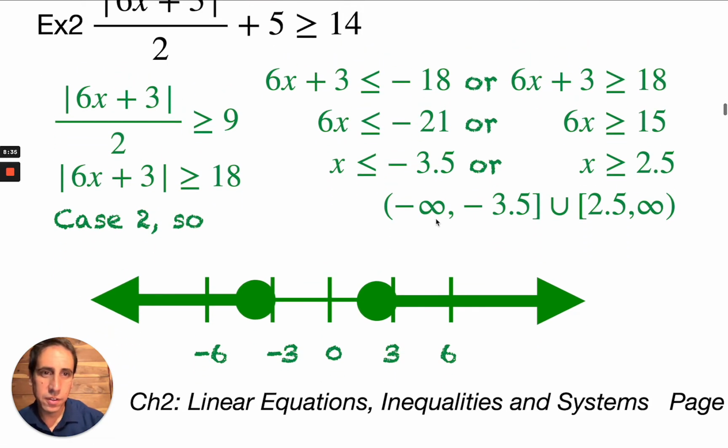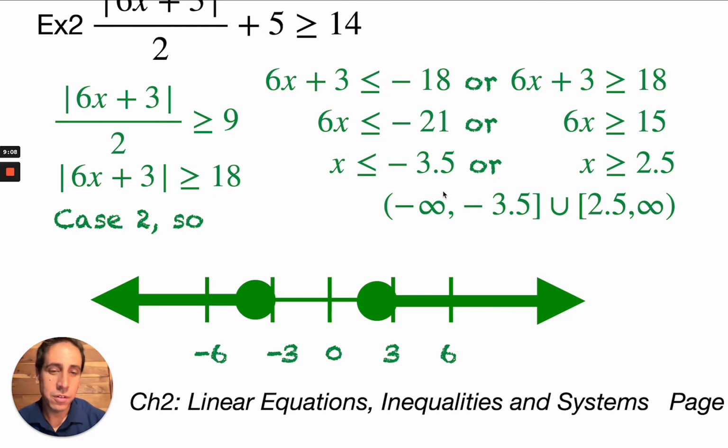So here you can see that we've graphed those points, -3.5 and +2.5, and it's not shading in the middle like case 1. Case 2 looks like this, you're shading the outsides. This shading corresponds to this part right here, and this shading corresponds to this part right here. So the value for x could be either on this one or on this one. Either one is fine. So that's why it's separated by the word or.